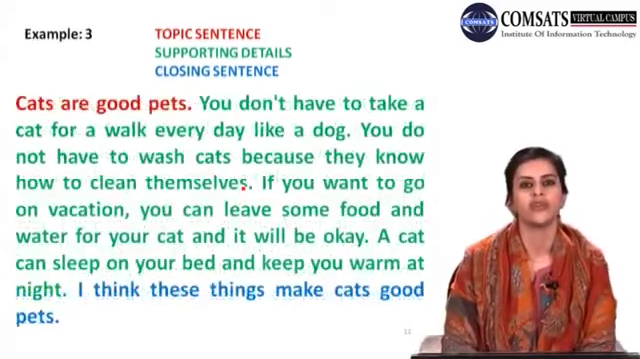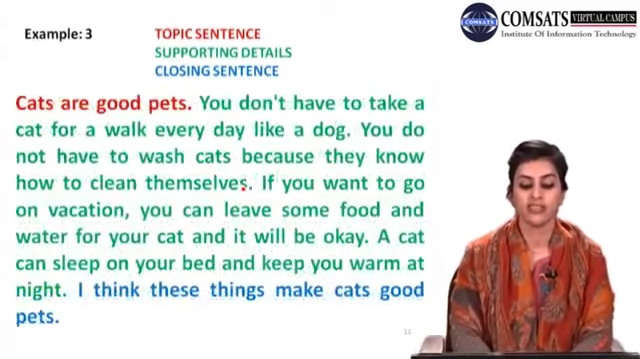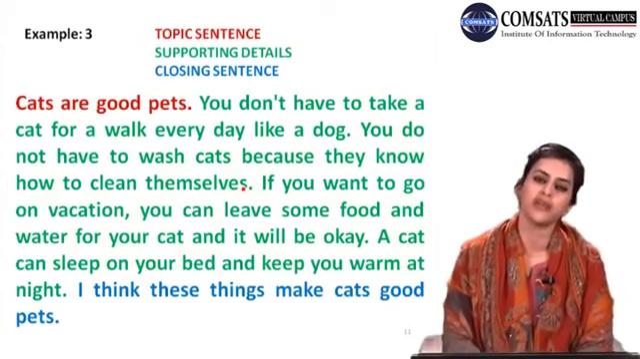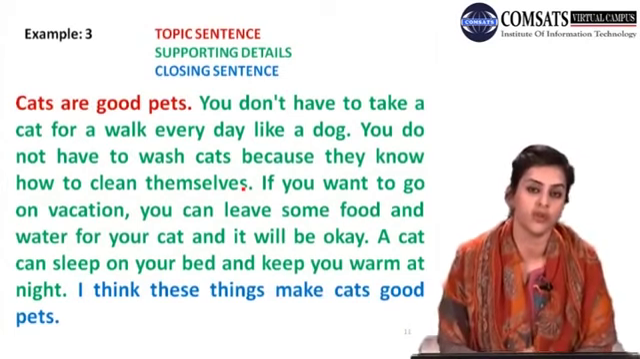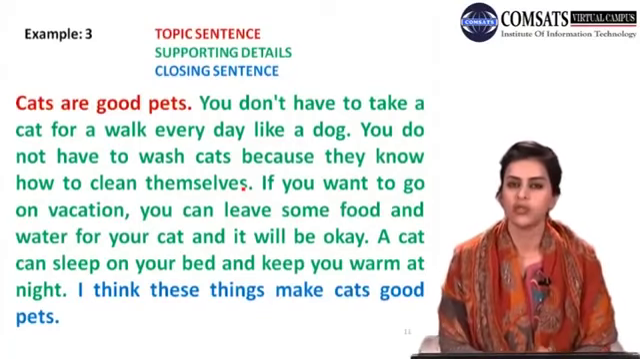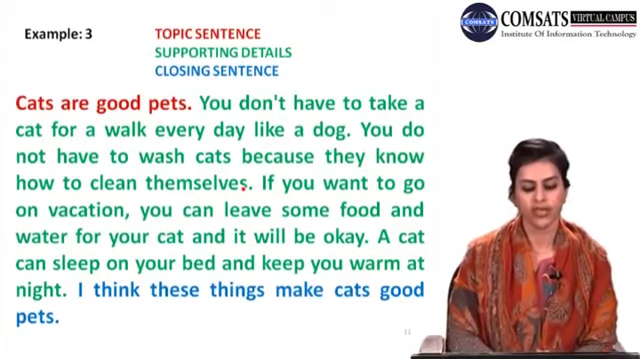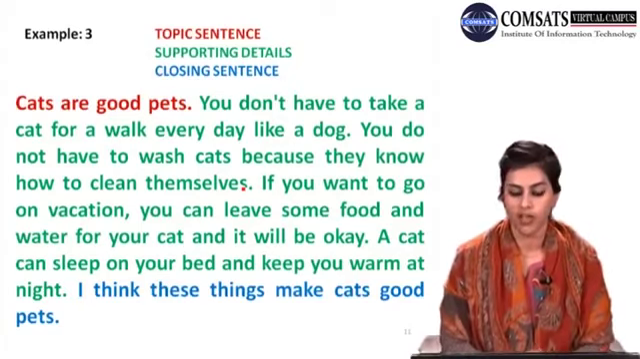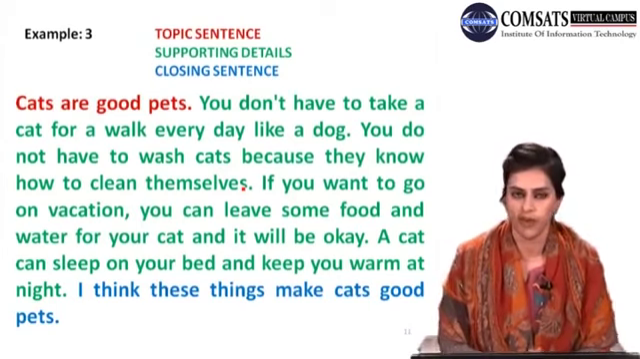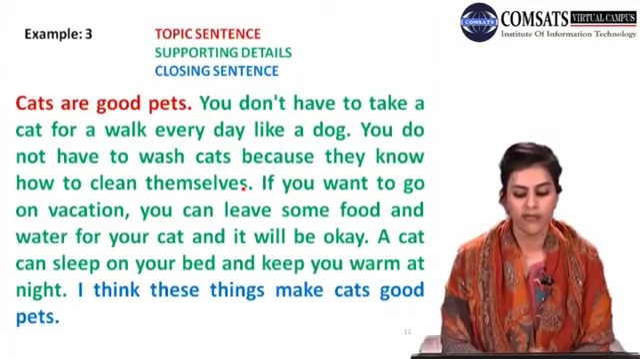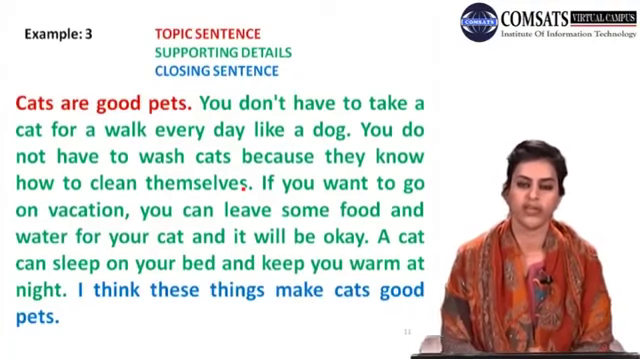Now let's move on to our example number 3, which is about cats: cats are good pets. Now this paragraph is going to prove that cats are good pets. Let's see how the writer tries to do that. Cats are good pets. You don't have to take a cat for a walk every day like a dog. So cats are better than dogs because you don't have to take them out every day for a walk. You do not have to wash cats because they know how to clean themselves.